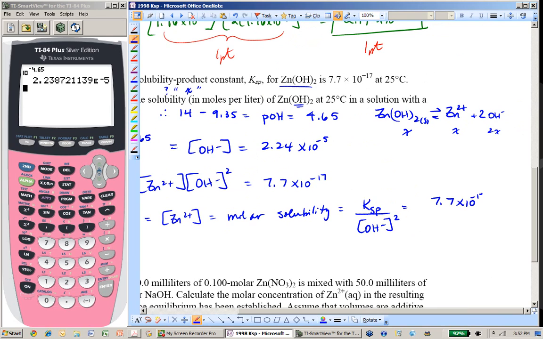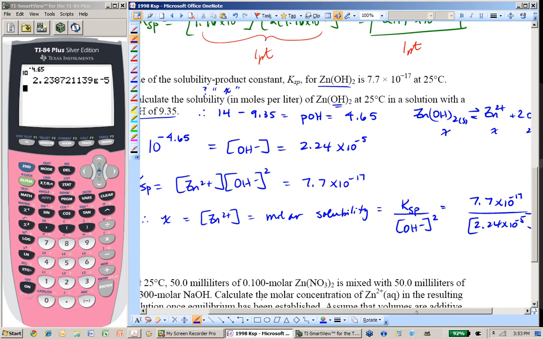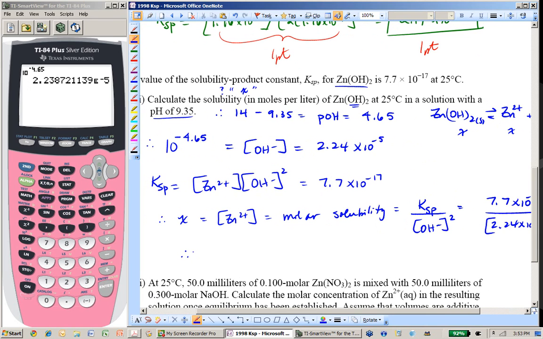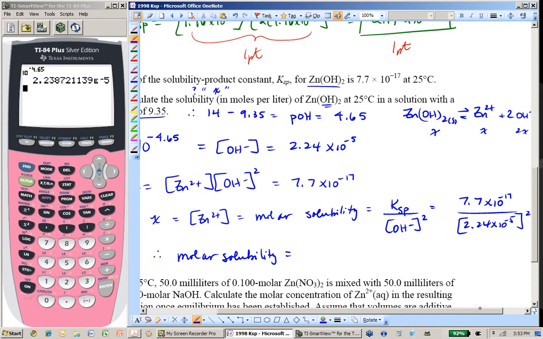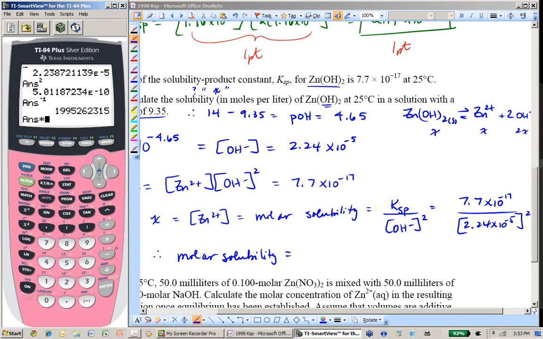7.7 times 10 to the minus 17 divided by 2.24 times 10 to the minus 5. Don't forget to square it. Therefore, molar solubility equals, all right, so I've got that number sitting in my calculator. Let's just go ahead and square it, take its reciprocal and multiply it by 7.7 EE minus 17.